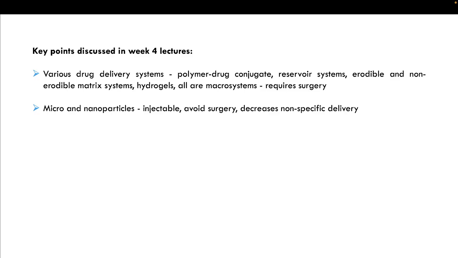So what are these particles? Microparticles are drug delivery particles which are in the micron range, that is from 1 micron or more than 1 to 100 micron. On the other hand, you have nanoparticles, which are particles in the nanometer scale. These could be between 10 nanometer to 1000 nanometer. Depending upon your application, whether you need microparticles or nanoparticles, you can synthesize them accordingly.